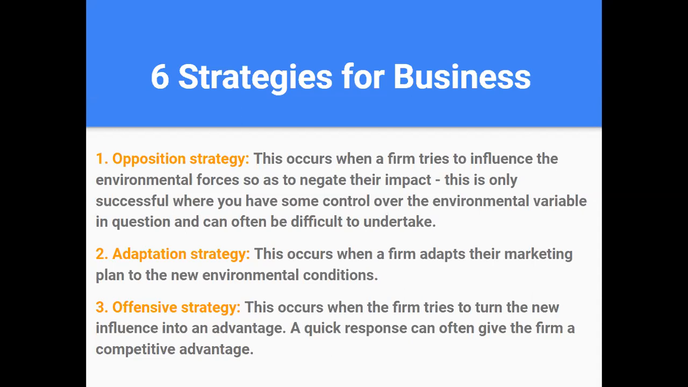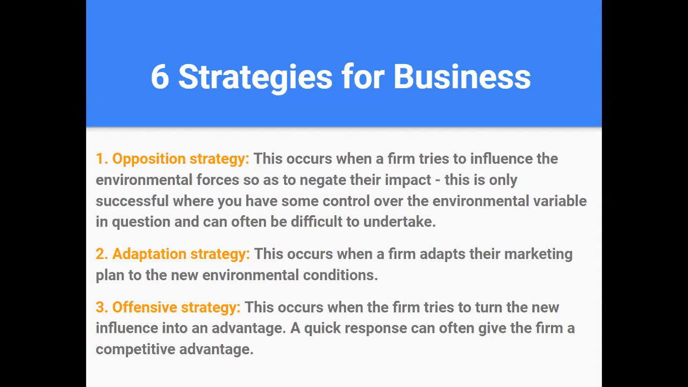The second strategy then is an adaptation strategy. This occurs when a firm adapts its marketing plan to the new environmental conditions. So you see there's a new environmental condition, and then you plan and adapt to it. The third strategy would be an offensive strategy, and this occurs when the firm tries to turn the new influence into an advantage. A quick response can often give the firm a competitive advantage.